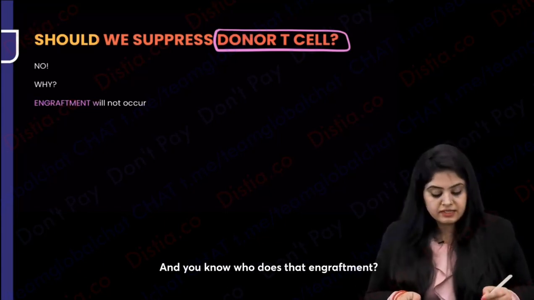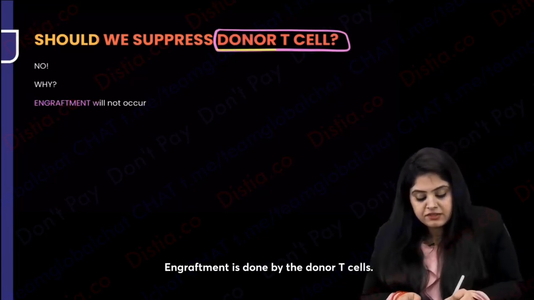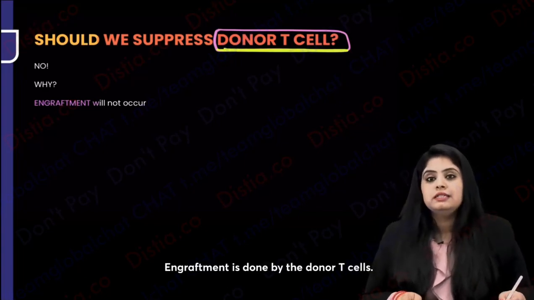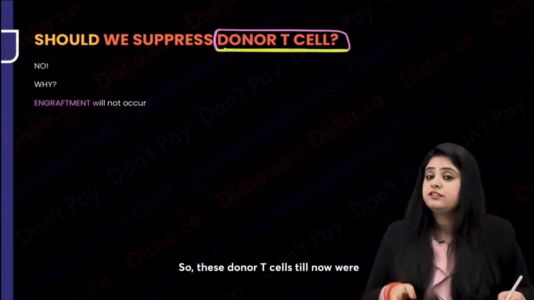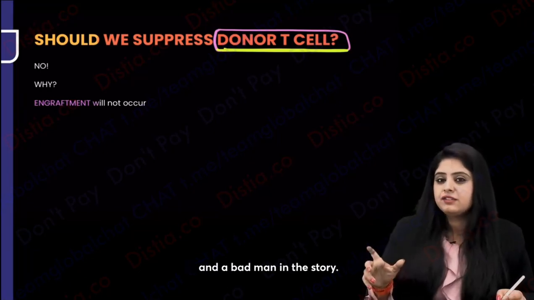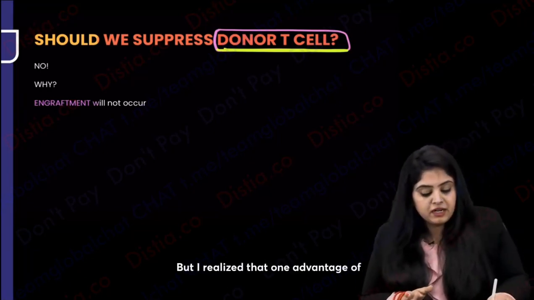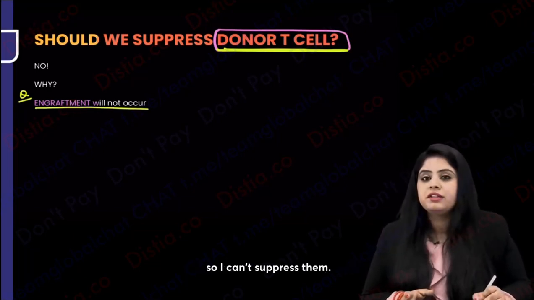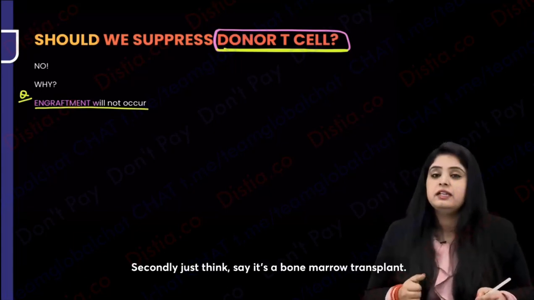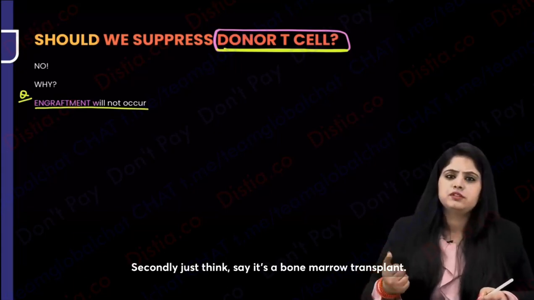And you know who does that engraftment? Engraftment is done by the donor T cells. So these donor T cells till now were looking quite villainous, like a bad man in the story. But I realized that one advantage of them is that they are going to do engraftment. So I can't suppress them. They are going to help in making a place for that kidney. I can't suppress them.